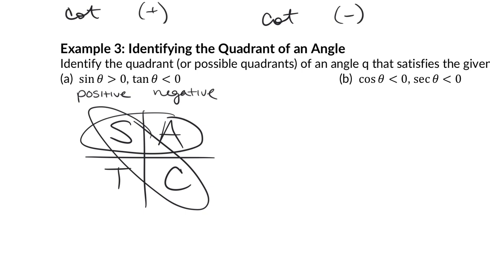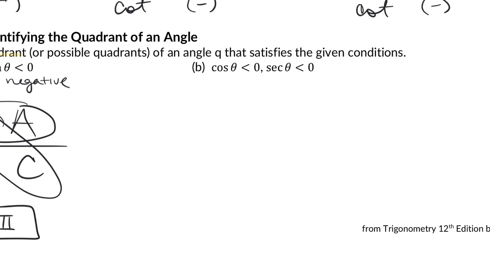So where is the overlap in my circles? S, which means that this angle must be in quadrant 2. Yeah, it wants you to identify the quadrant. It says identify the quadrant. Can we try another? I don't think we have a choice, do we?